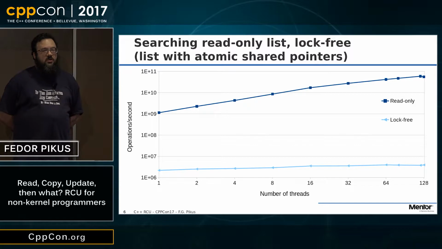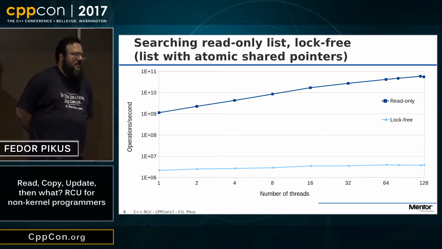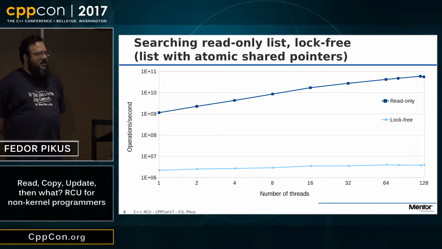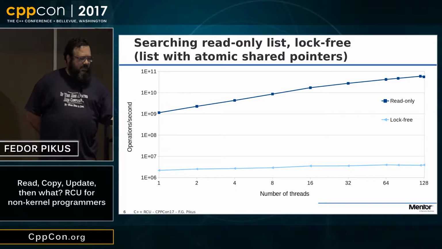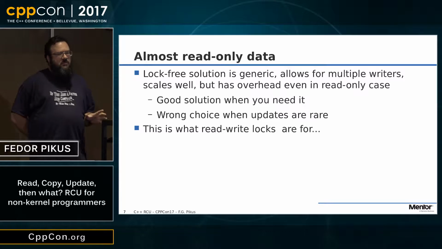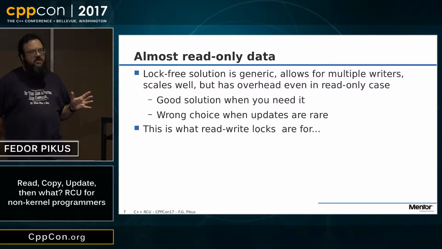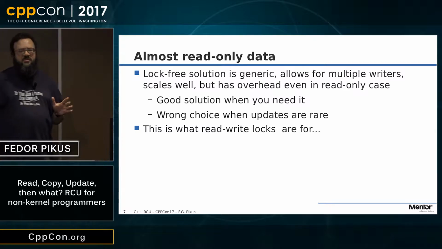So how about a lock-free implementation? Well, there are lock-free lists. I wrote one. It's based on atomic shared pointers. And there it is. It actually does scale, but it's just much slower overall. Now, it's not a fair comparison, because a lock-free list based on atomic shared pointers is a very generic solution.